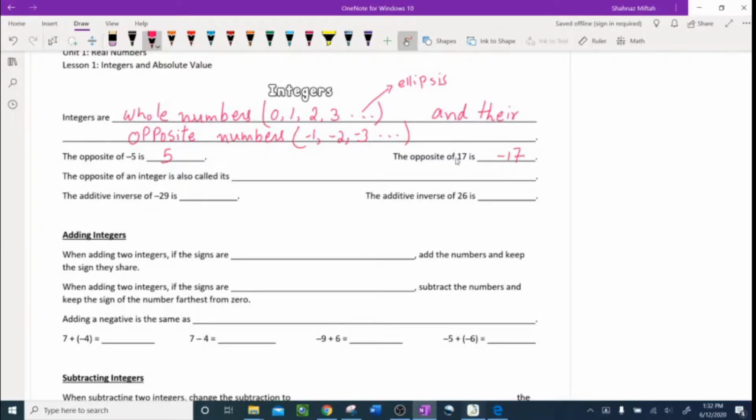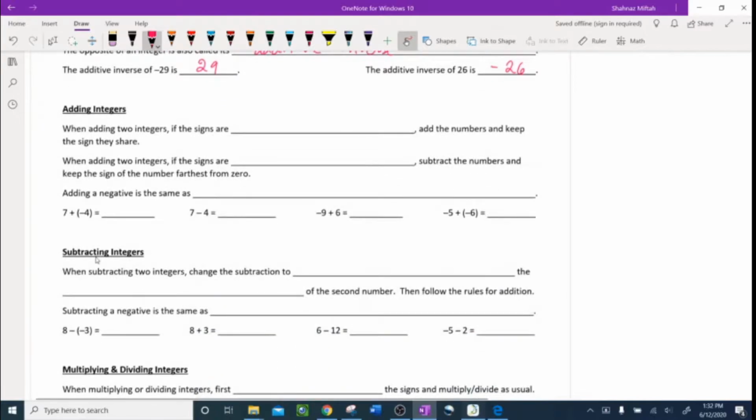You guys know that if you don't have a sign on the left side of any number or term, it means it's positive. So technically it's positive. The opposite of an integer is also called its additive inverse. Additive inverse is a fancy name for opposite numbers. Now, the additive inverse of -29 is +29. The additive inverse of +27 is -27. +26 is -26.